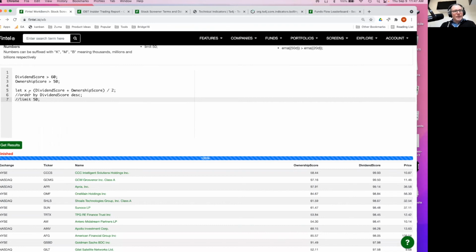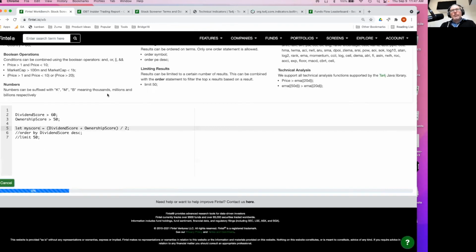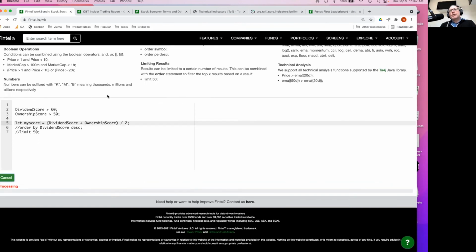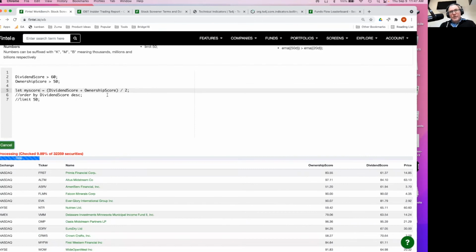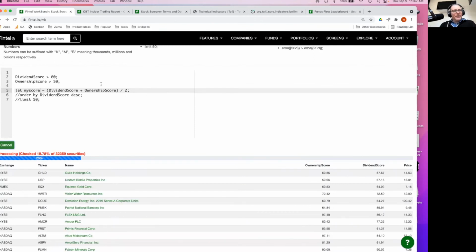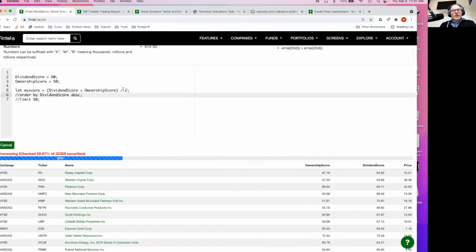Let's let my score equal this. Is there a way to exclude worse? The answer is no. It's a good question, and I do appreciate it. We should be able to pick security types, but we don't have that right now.